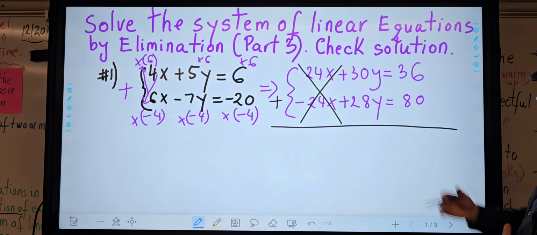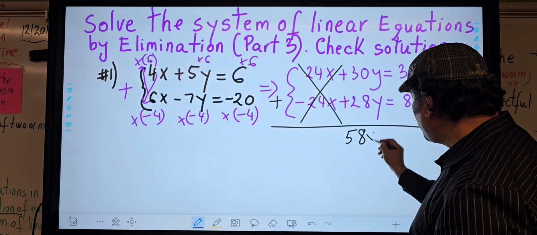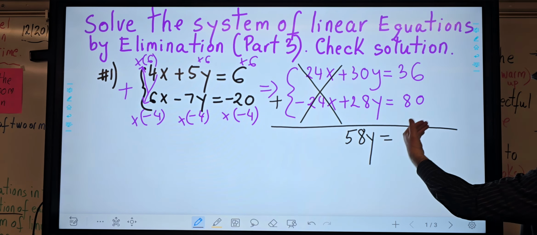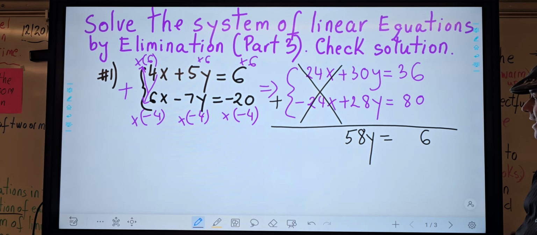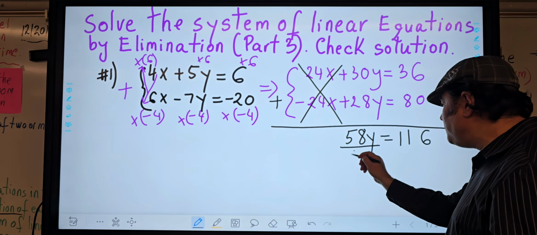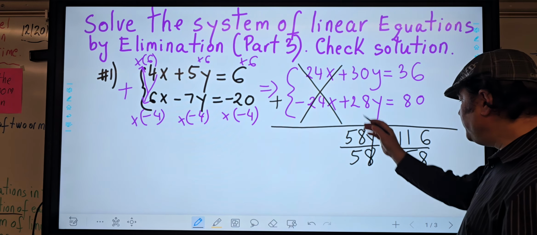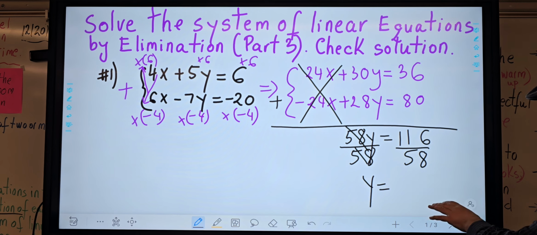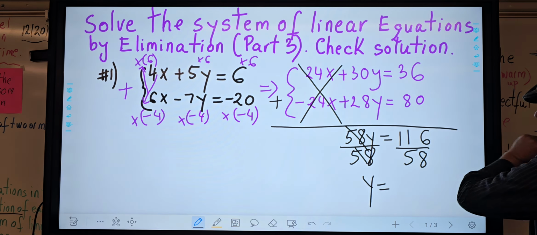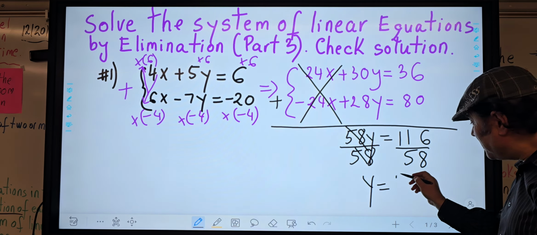30y plus 28y becomes 58y. 58y equals, and then if we add 80 plus 36, 6 plus 0, 6. 8 plus 3, 11. 116. And now let's divide both sides by 58. And let's see what we get. 58 divided by 58 simplifies to 1y equals, let's see, one number times 58 gets us 116. Let's try 2. I think 2 is going to work.